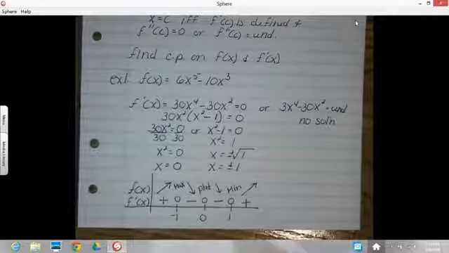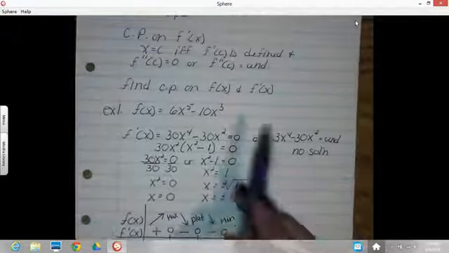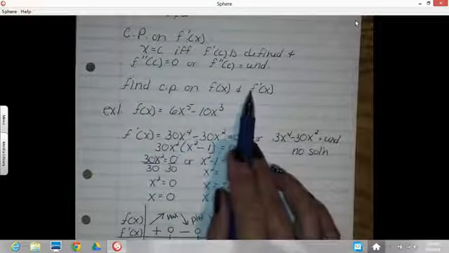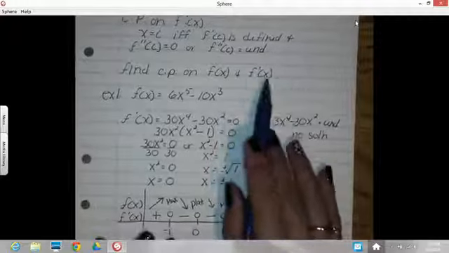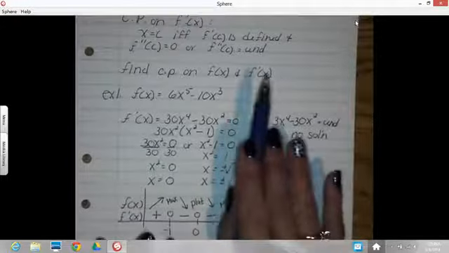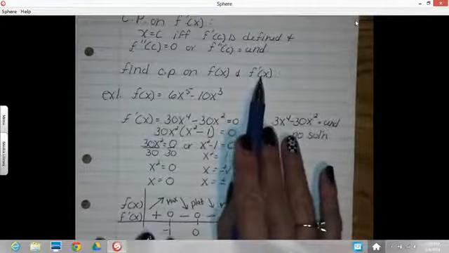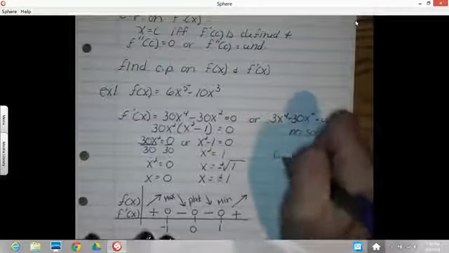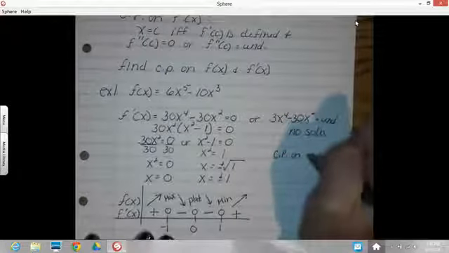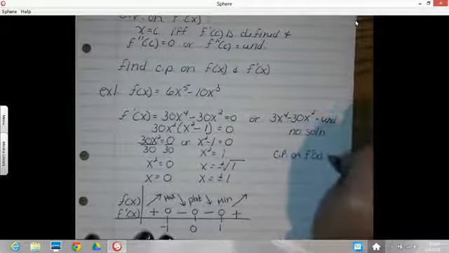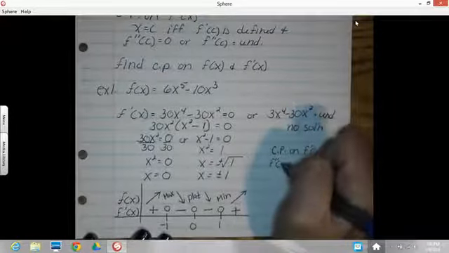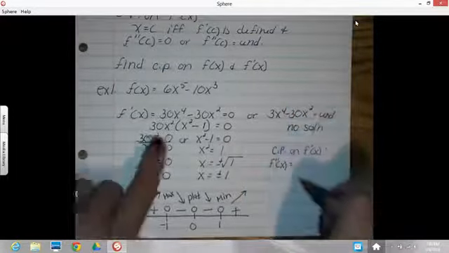Okay, that's half the problem. I found all the critical points on f of x. They also want me to find the critical points on the first derivative. Well, again, I've got to check the second derivative to find critical points on this one. So I'm going to try and squeeze that in here. I'll go critical points on f prime of x. Do that work right here. So I want the second derivative. So I will use this one here.